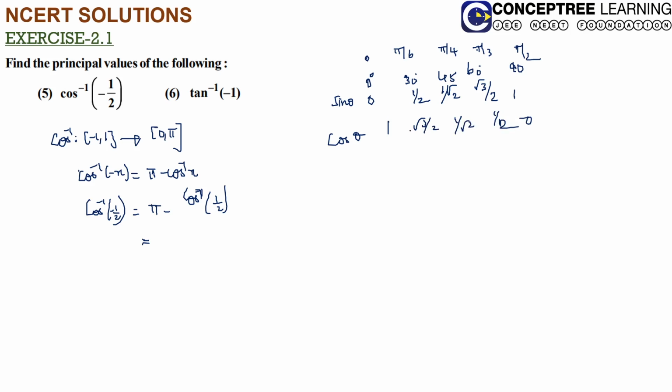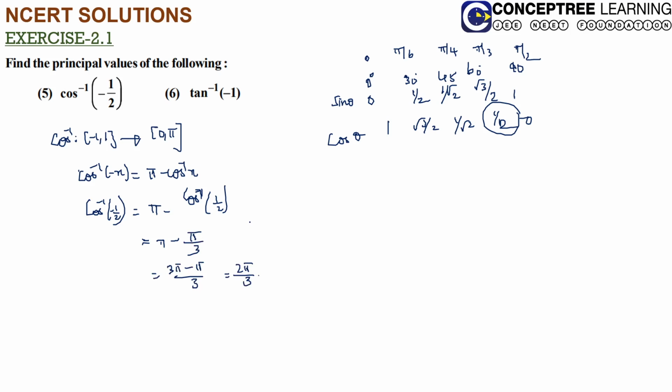So cos inverse of 1 by 2 is coming at pi by 3 angle. So the answer is pi minus pi by 3, that is 3 pi minus pi by 3. When you take the LCM, 2 pi by 3 is the answer.